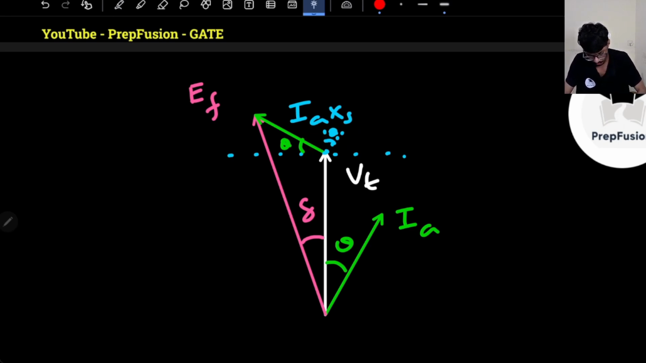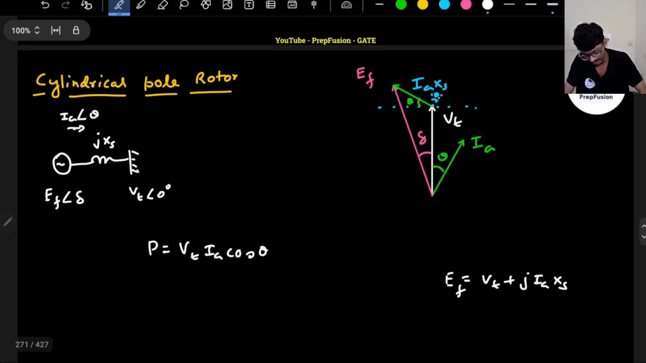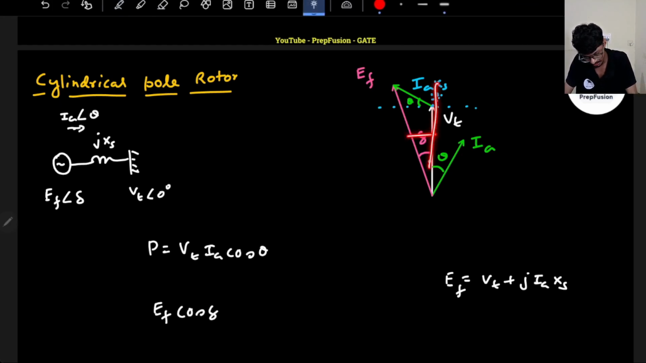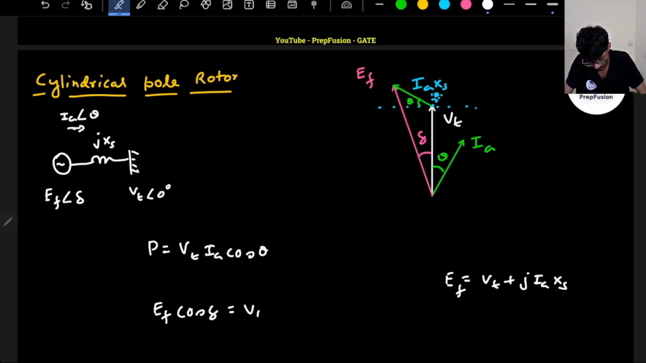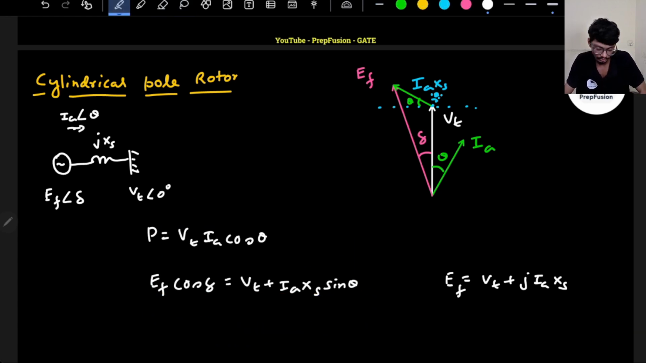Now I will break this down into two components. One of the components, Ef cos delta, along this, will be equal to Vt plus Ia Xs sin theta. So Ef cos delta equals Vt plus Ia Xs sin theta.